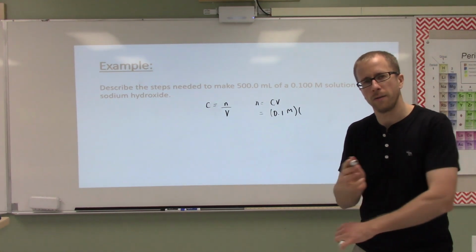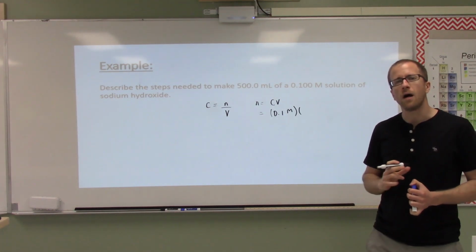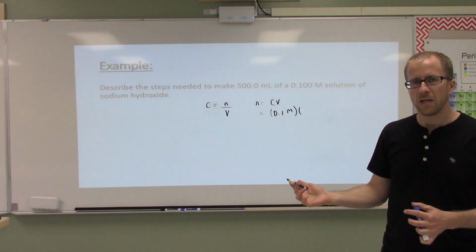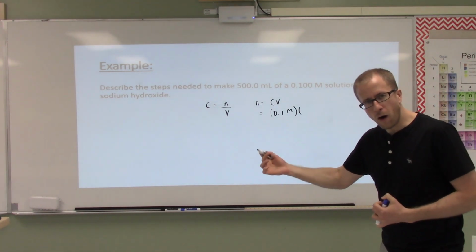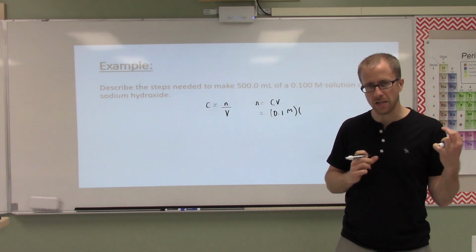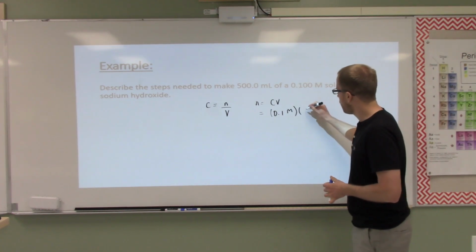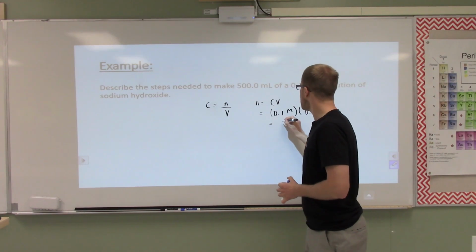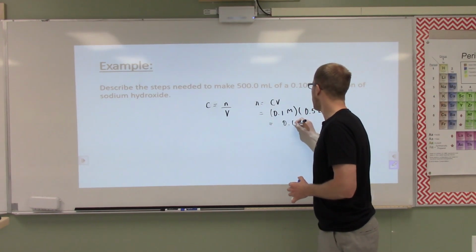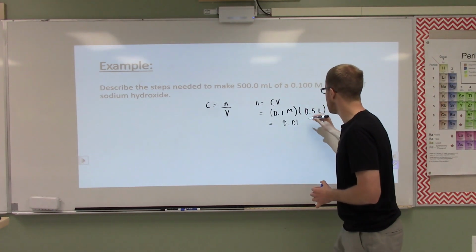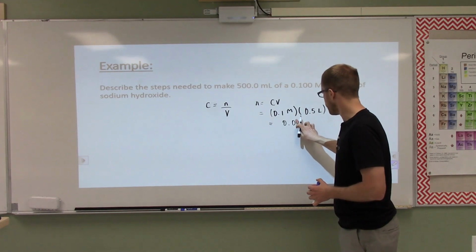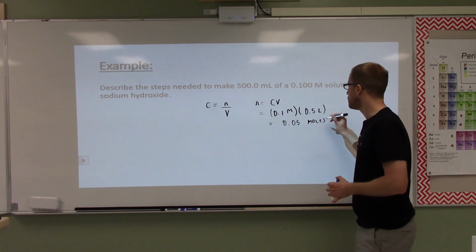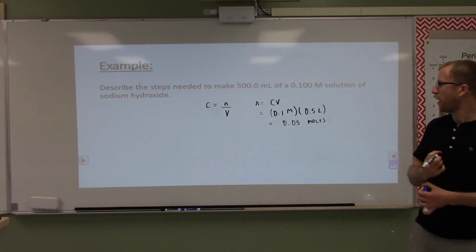Why would that be wrong? What's our units of molarity? It's moles per liter. So we must have our volume in liters as well. And 500 mils is 0.5 liters, which means that we have a total number of moles of 0.05 moles.